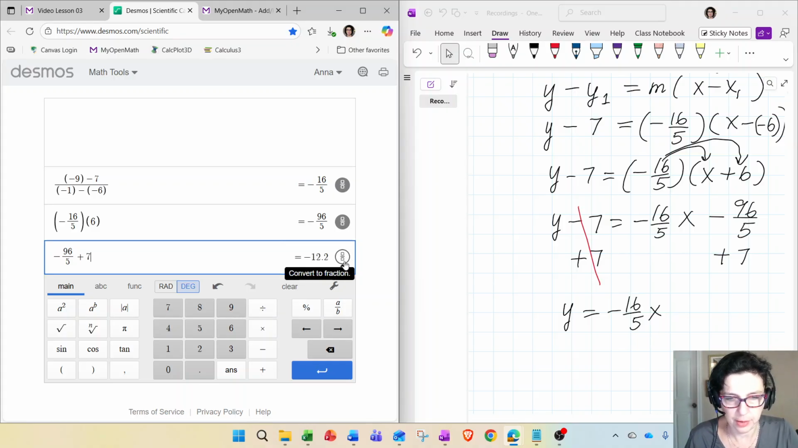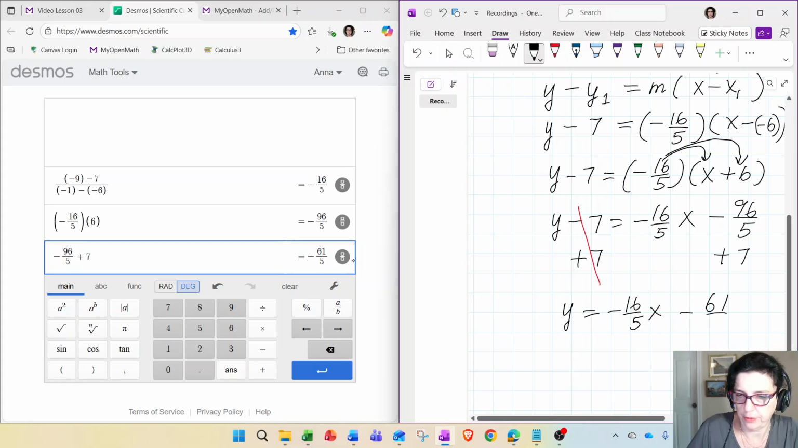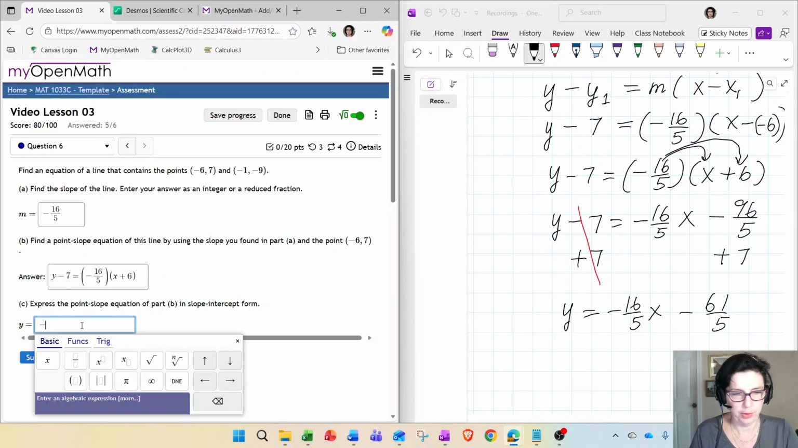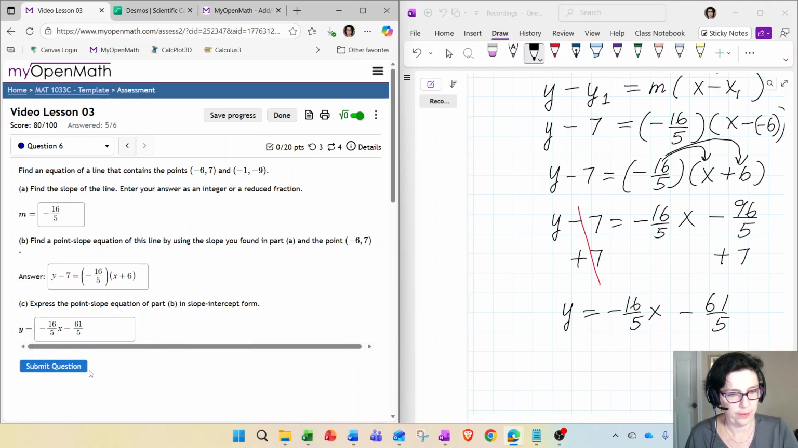Okay, this is not going to be good, huh? That's negative 61 over 5. So the calculator really helped us out here. So let's see. Hopefully you don't get something like this on the test, because this is a lot of fractions. Okay, let's see.